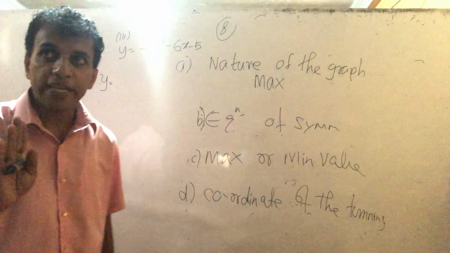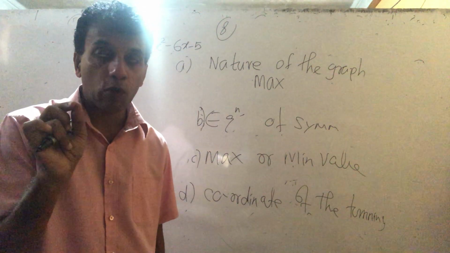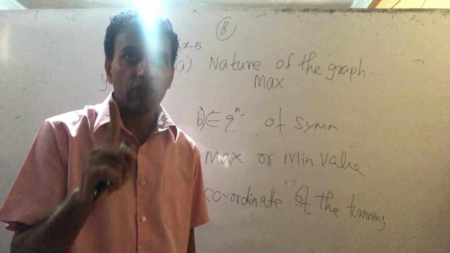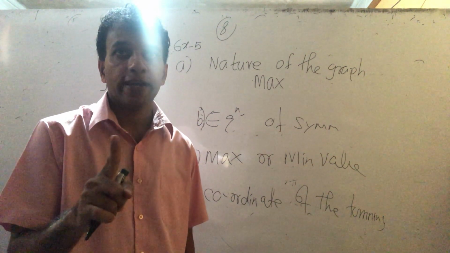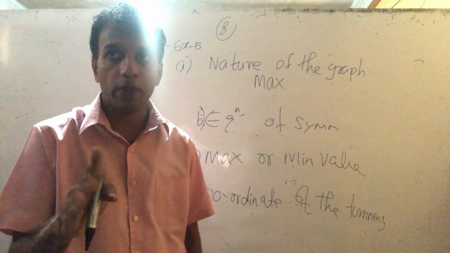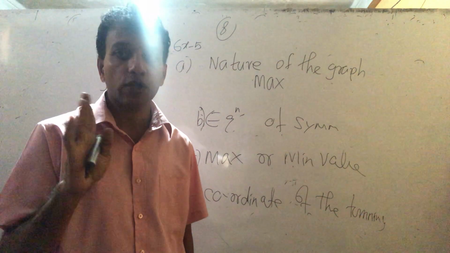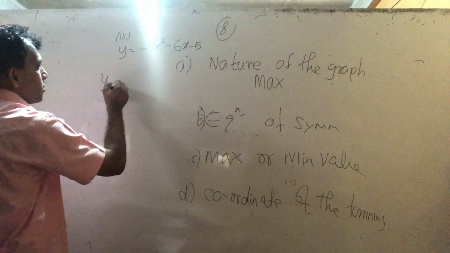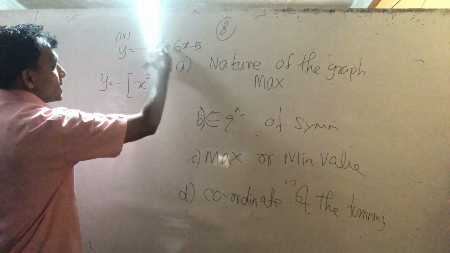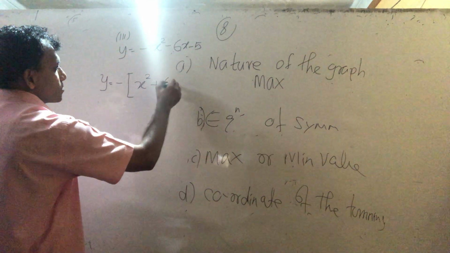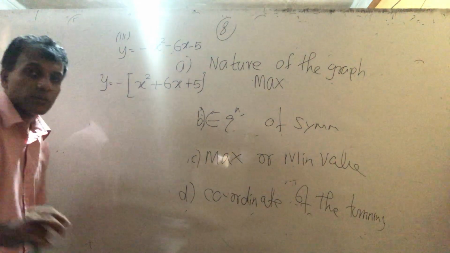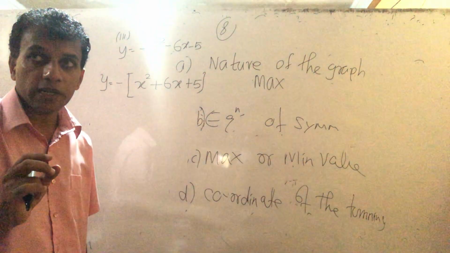When writing the completing square, note that this is very important: in front of x square there should be a positive 1. If a different value comes, you have to remove it by some simplified form. Make the coefficient of x square positive 1. Therefore, I take the minus out: x square plus 6x plus 5, with the minus taken out. Very important, study properly.